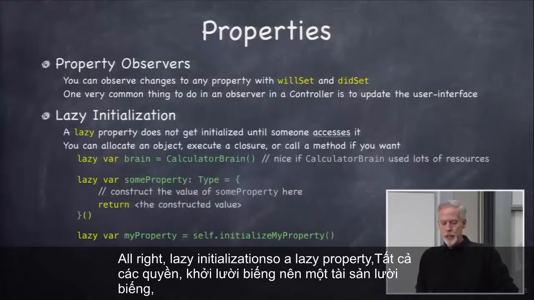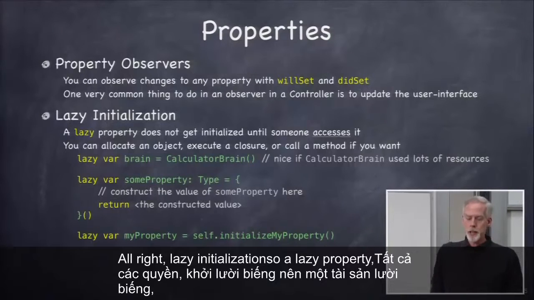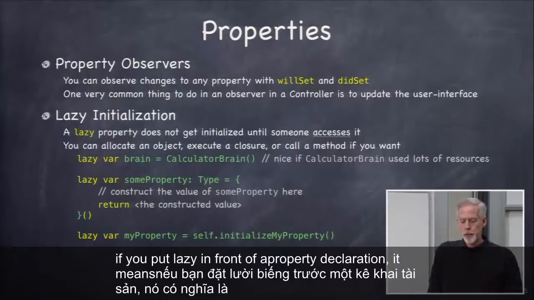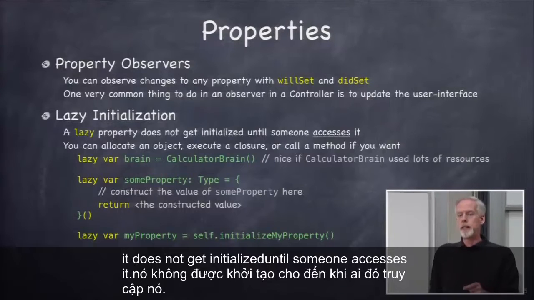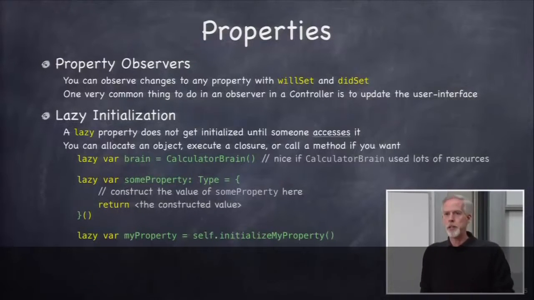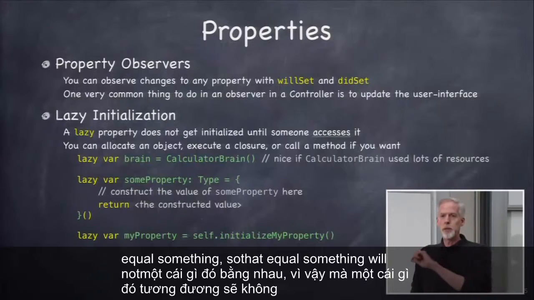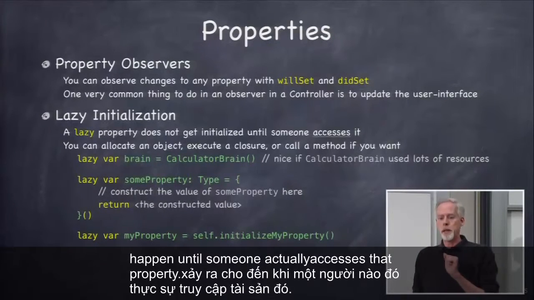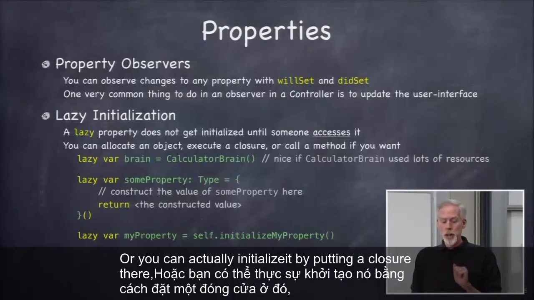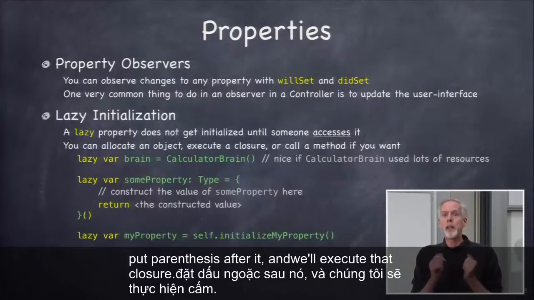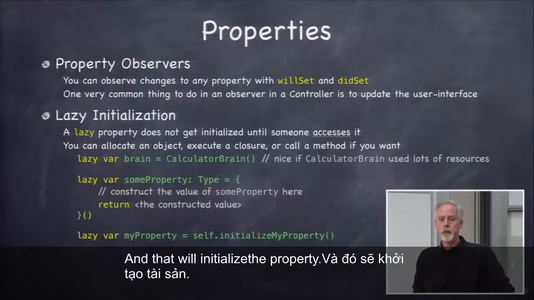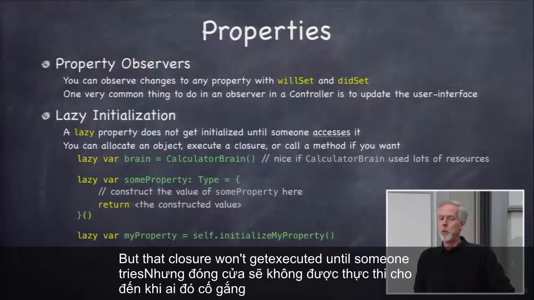All right, lazy initialization. If you put lazy in front of a property declaration, it means it does not get initialized until someone accesses it. And that's true whether it's initialized with equals something, so that equals something will not happen until someone actually accesses that property, or you can initialize it by putting a closure there, with parentheses after it, and it will execute that closure. But that closure won't get executed until someone tries to get it.